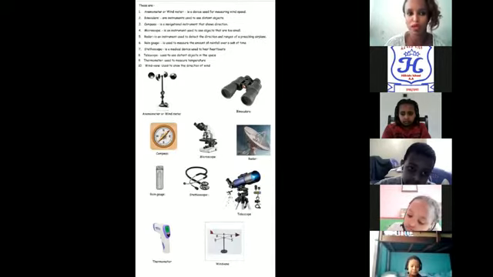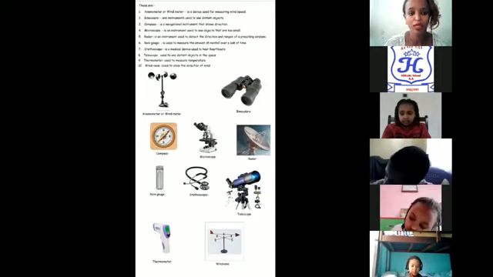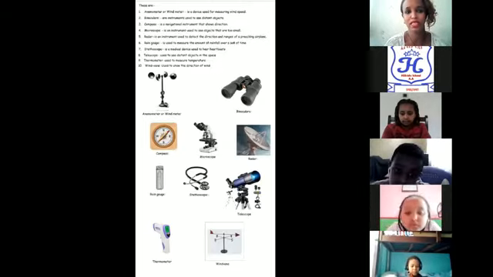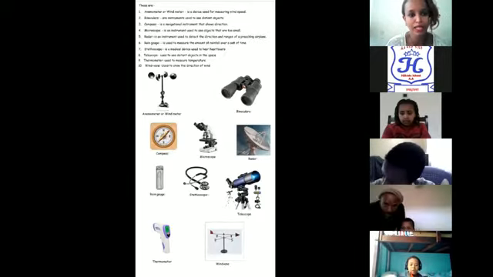The first one is anemometer or wind meter. You can see the picture. The second one is binocular. The third one is compass. The fourth one is microscope. The fifth one is radar. The sixth one is rain gauge. The seventh one is stethoscope. The eighth is telescope, then thermometer. Then finally, wind vane. And you have to identify the difference between anemometer and wind vane.